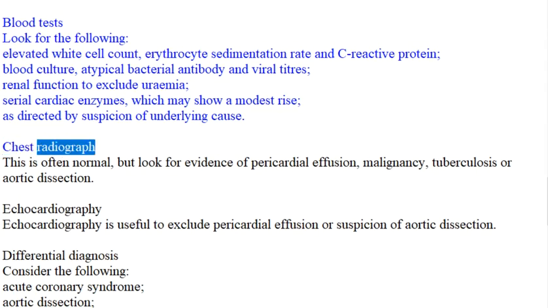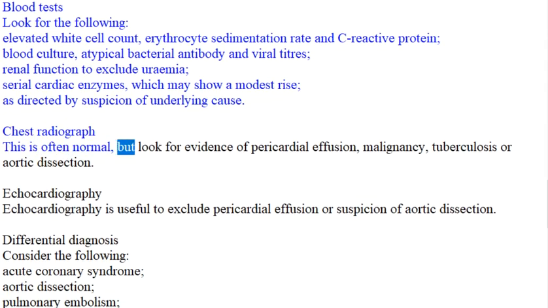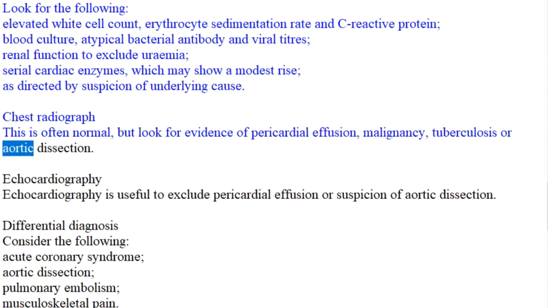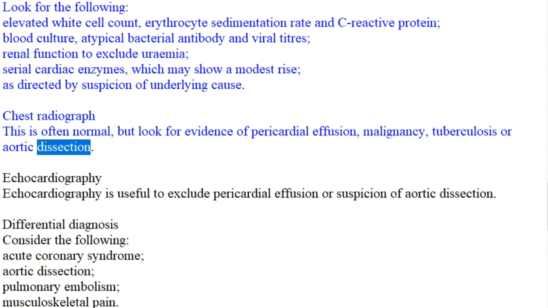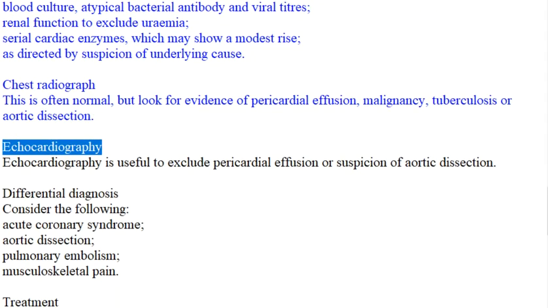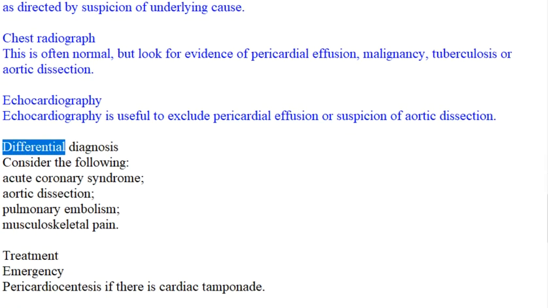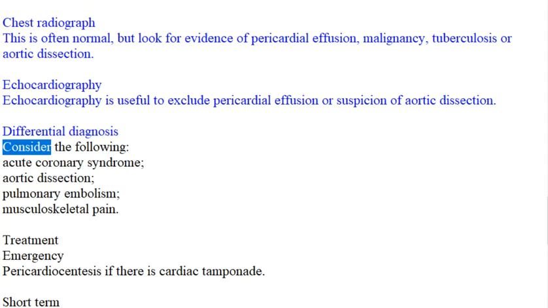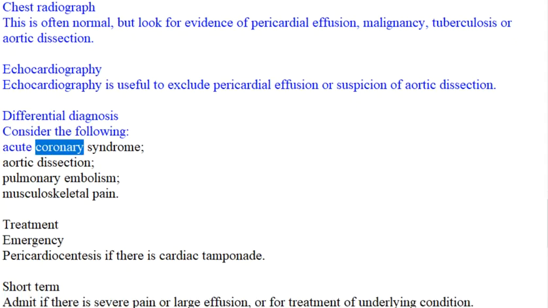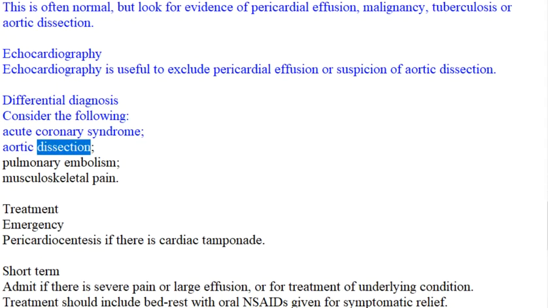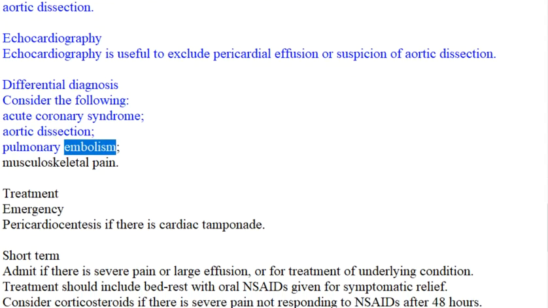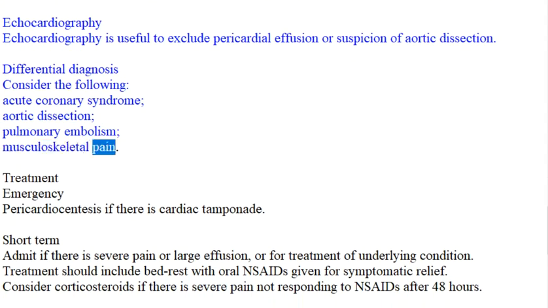Chest radiograph. This is often normal, but look for evidence of pericardial effusion, malignancy, tuberculosis, or aortic dissection. Echocardiography. Echocardiography is useful to exclude pericardial effusion or suspicion of aortic dissection. Differential diagnosis. Consider the following: acute coronary syndrome, aortic dissection, pulmonary embolism, musculoskeletal pain.